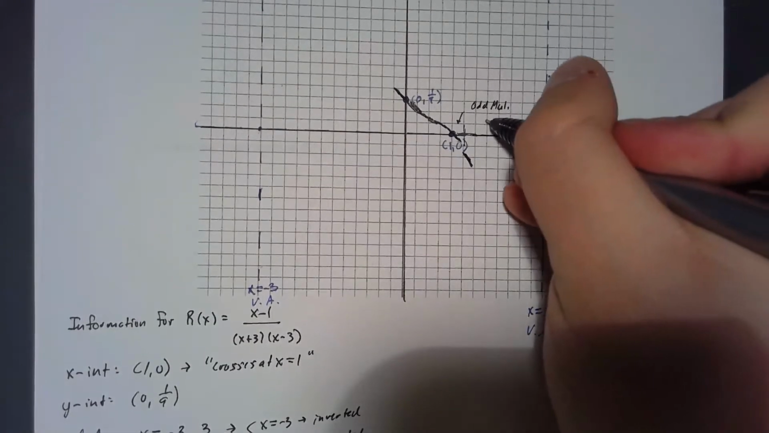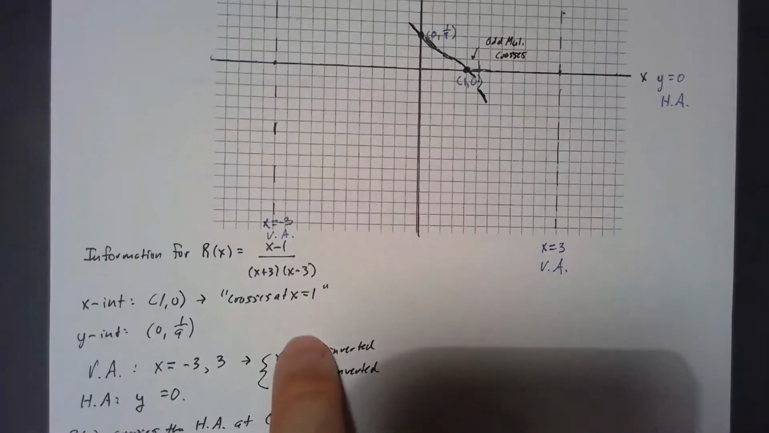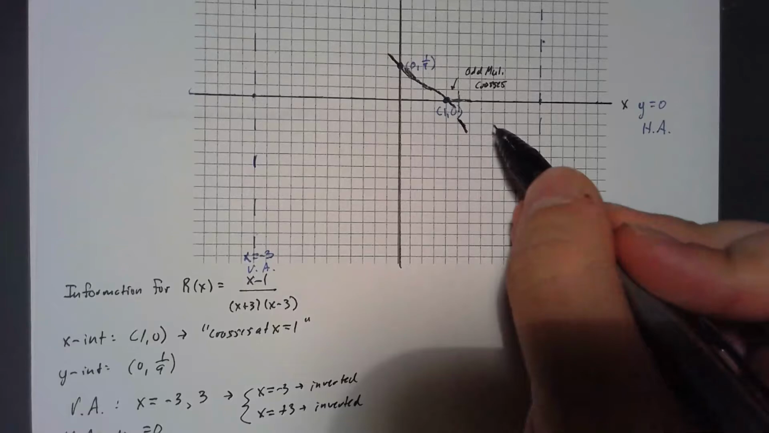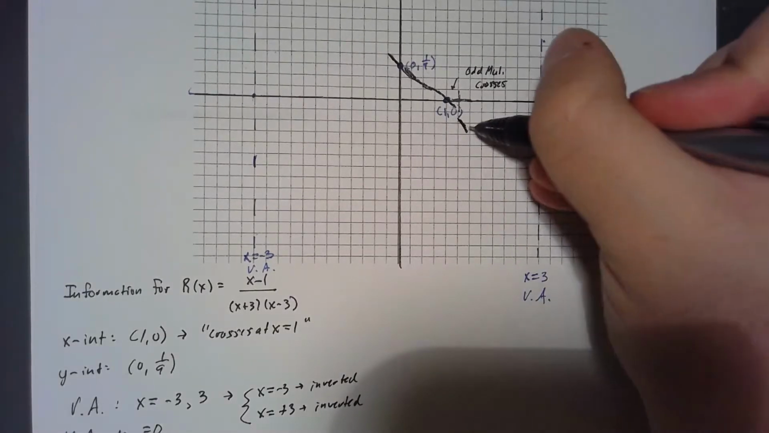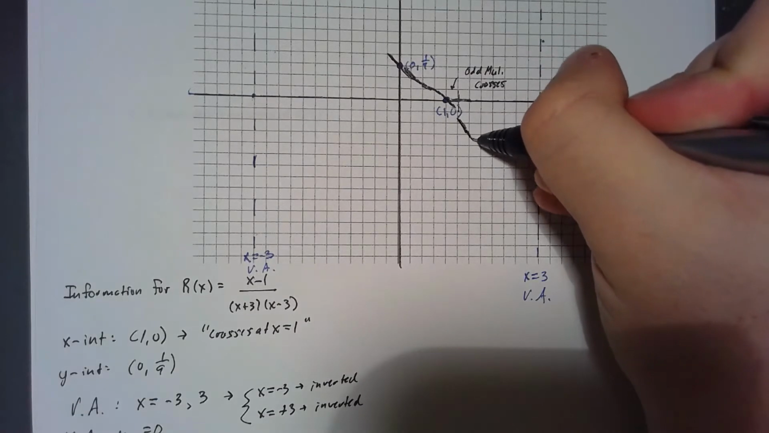Which means it crosses. All right? I determined that when I did the multiplicity for that. So when it crosses, it's going to cross that point. All right, so now I'm coming down, right? And now I'm coming down. My graph is coming down.